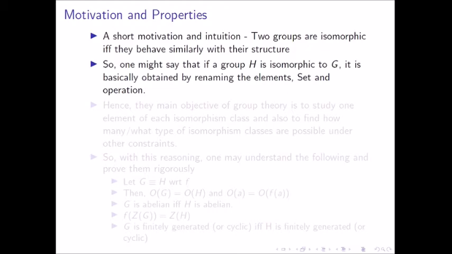Two groups are isomorphic if and only if they behave similarly with their structure. Homomorphism is something which keeps track of the structure and preserves the multiplication. Moreover, if it's isomorphic, it also has the same size and the same behavior, as it's bijective. So what we have over here is a similarity not only in the structure of the set but also in the overall algebraic structure: the elements and the operation between the elements.